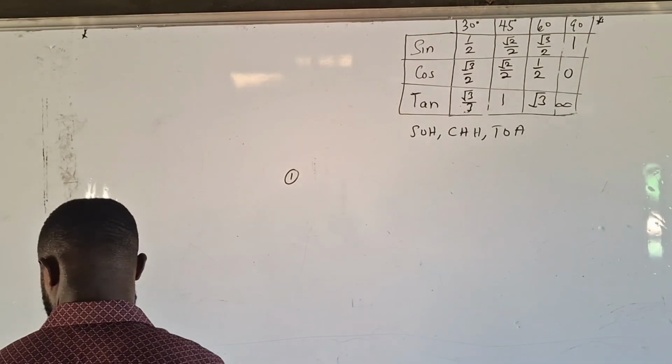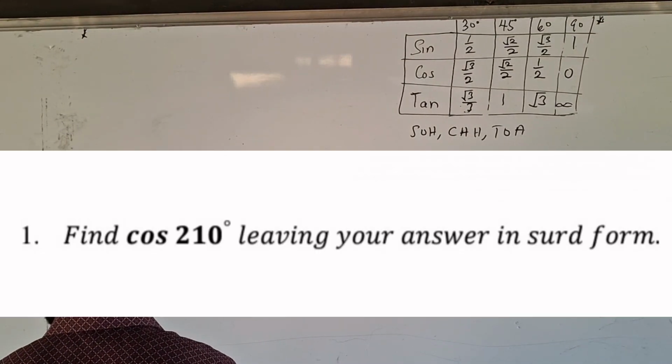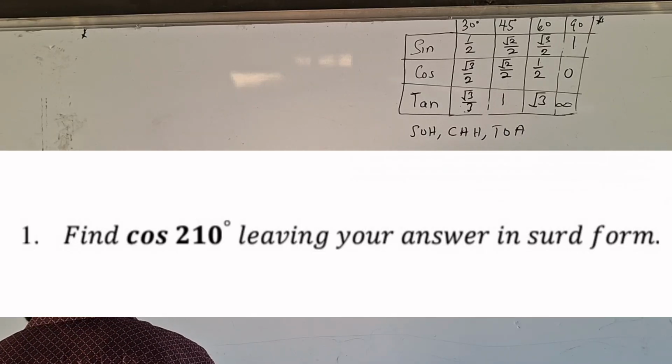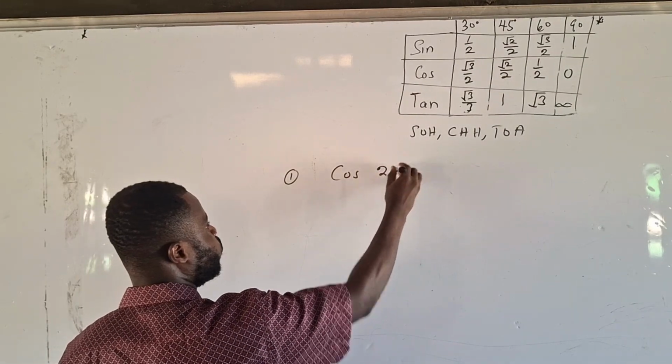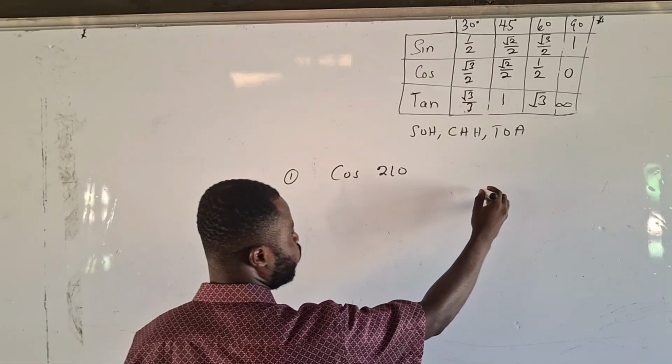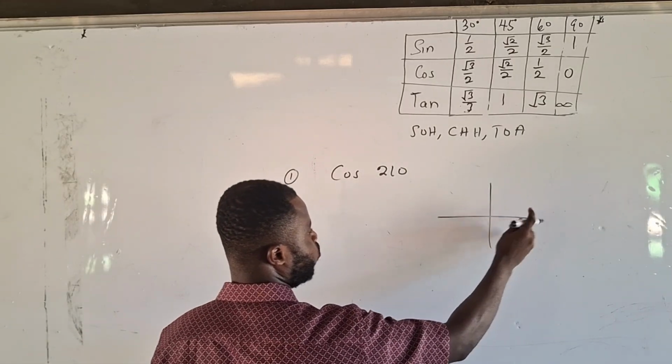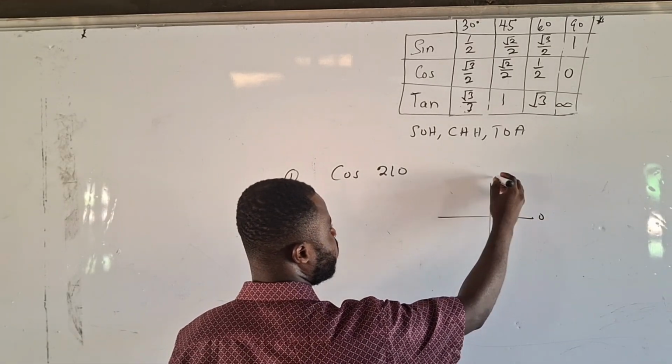First question is posted on the screen. It says find cos 210, leaving your answer in z. So cos 210. And I've told you, cos 210 will fall within which of the quadrants?